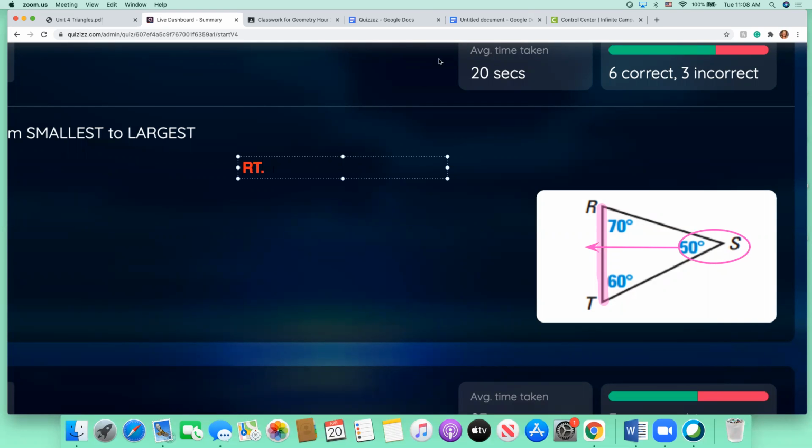Then we need the middle side. So our middle side is going to be the 60. We can take the arrow and draw it from there and hit right here, which means RS is going to be the middle. And then our largest side, which I'm not going to totally highlight for you, is going to be across from the 70. So it's ST. Does that make more sense?